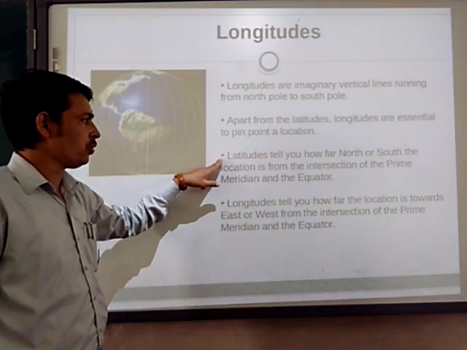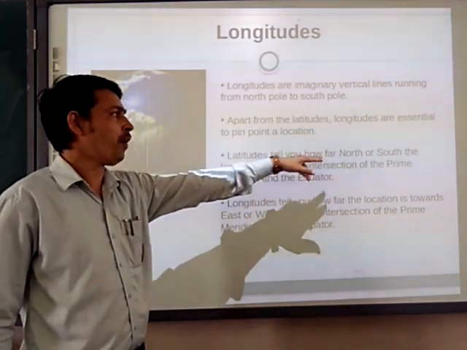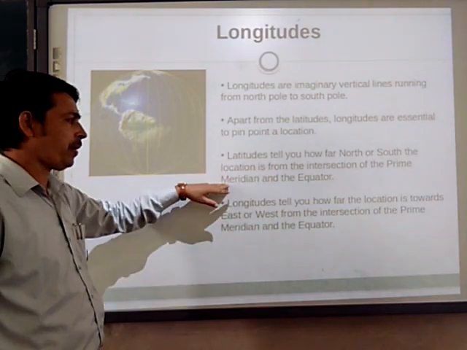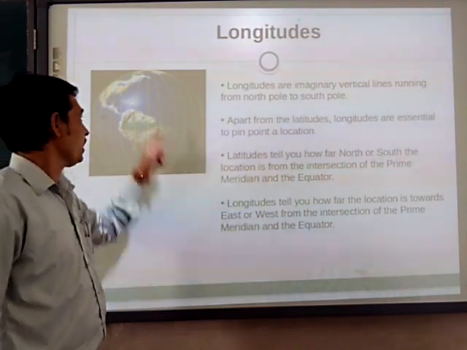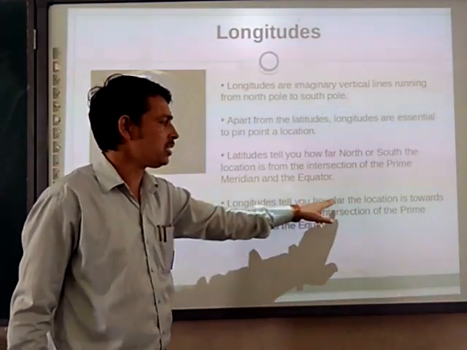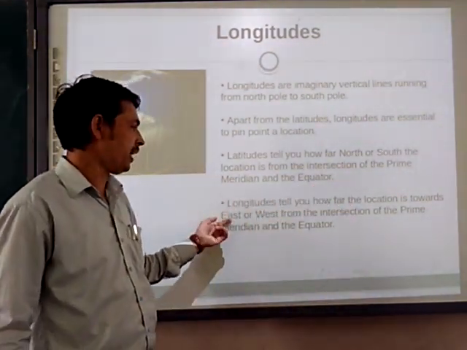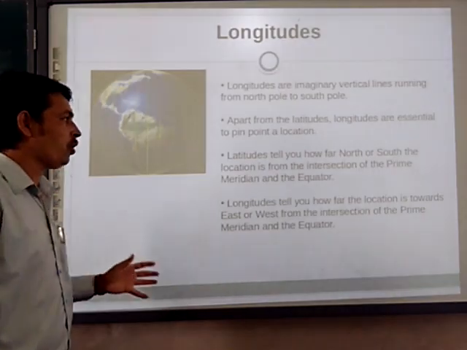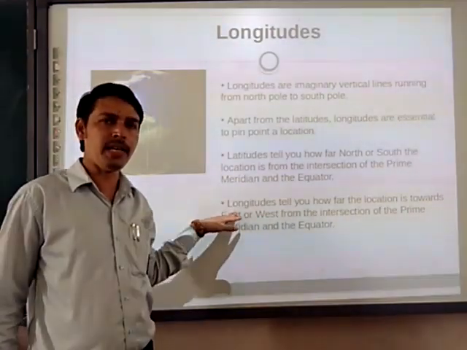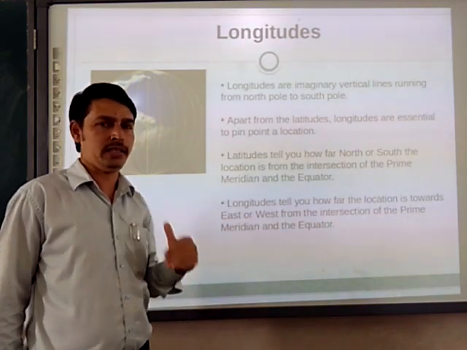Latitudes tell us how far north and south the location is, from the intersection of the prime meridian. This is the prime meridian. Longitudes tell us how far the location is towards the east and west. So latitudes divide north and south, and longitudes give us east and west.